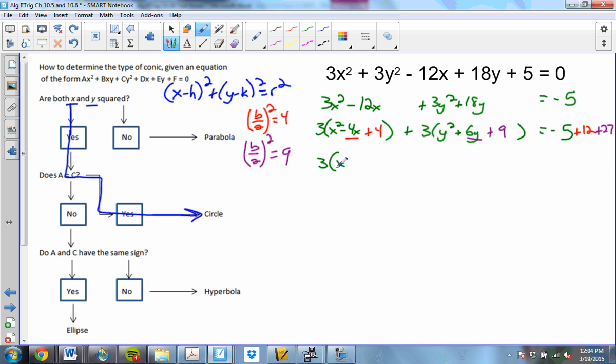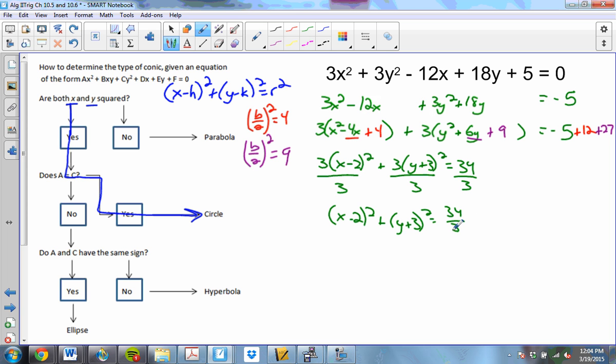So I have 3 times x minus 2 squared plus 3 times y plus 3 squared equals 34. Because I have a circle, I need to get rid of these coefficients, so I divide everything by 3, and I get x minus 2 squared plus y plus 3 squared equals 34 over 3. So I know that my center, not that it asks for this, is at 2, negative 3, and my radius is the square root of 34 thirds. Whatever that is. Good. Next one.